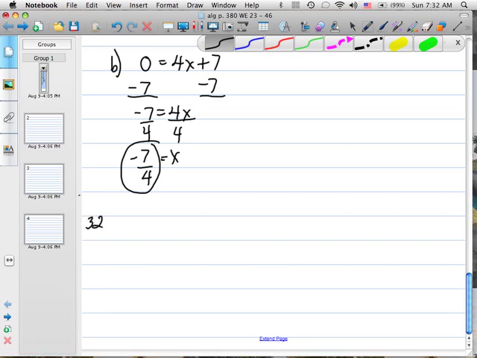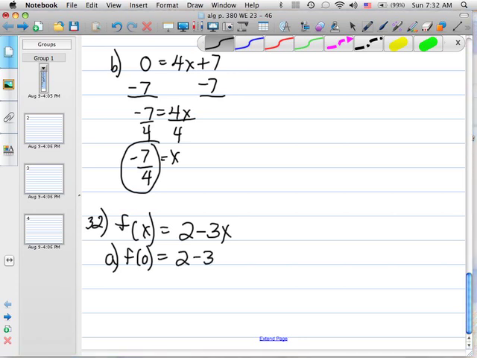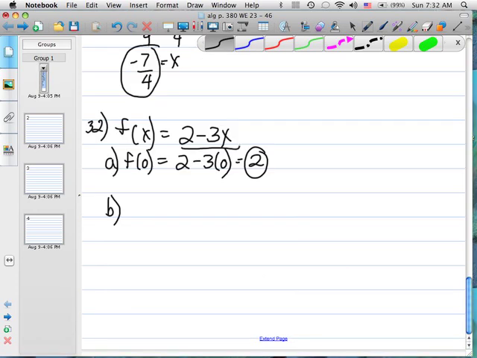Number 32, our function is f of x equals 2 minus 3x. So the first part is to evaluate f at 0. So 2 minus 3 times 0 is equal to 2 minus 0, which is 2. Second part, set the function, which is this, equal to 0. So 0 equals 2 minus 3x. So we're trying to find out what value of x makes this 0.